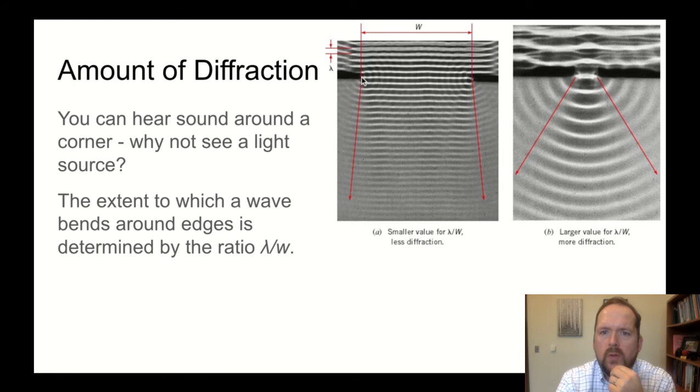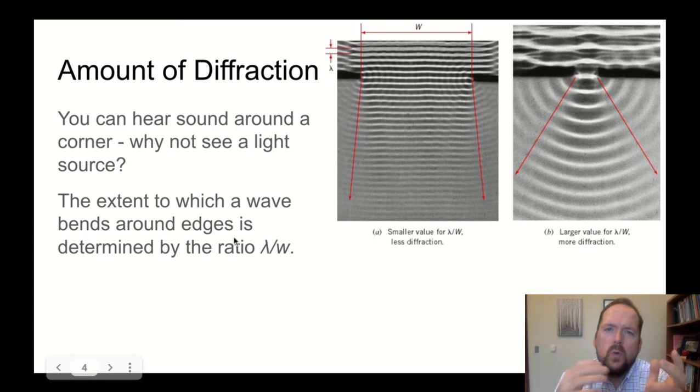And one thing to note is that this opening is pretty darn wide. But when you look at opening number 2 with a much narrower opening, the amount of diffraction is much more evident here, the amount of bending and spreading of the waves outwards. And what's different is obviously the narrow width versus the long width.